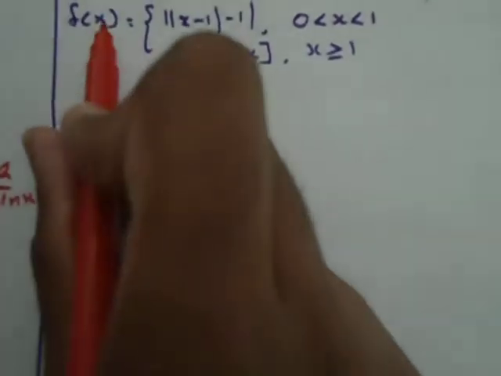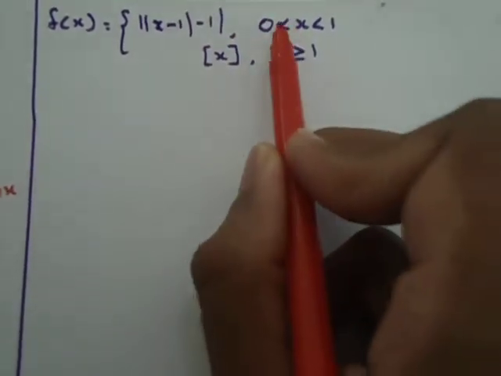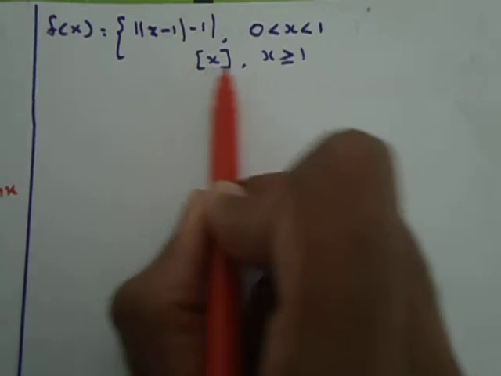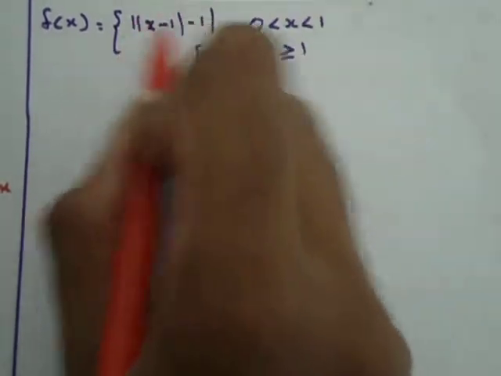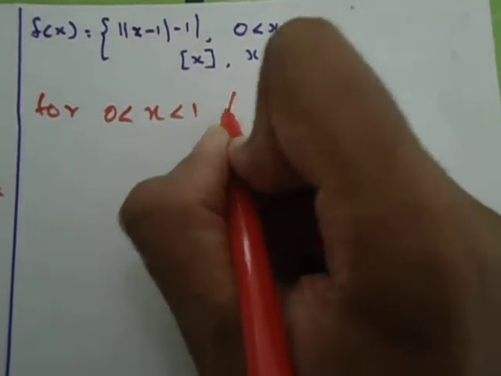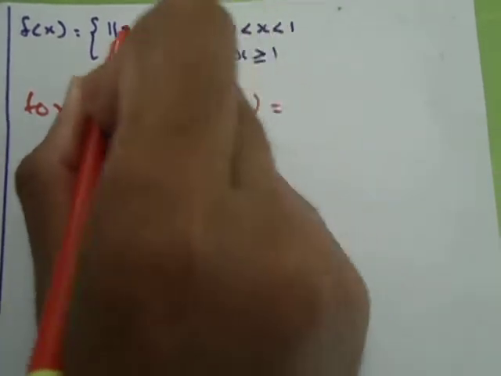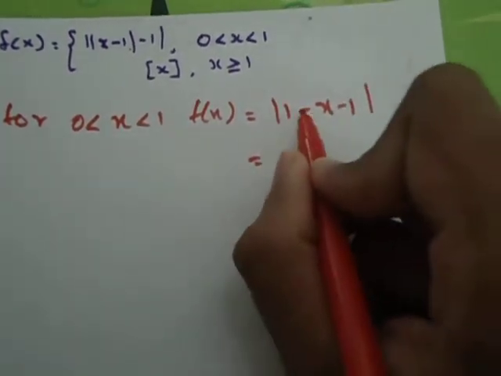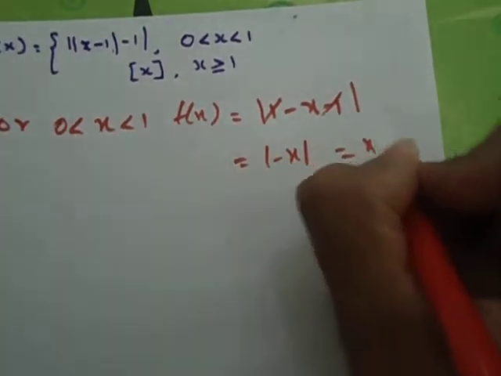Here we have f of x is equal to modulus of x minus 1 minus 1 when 0 is less than x is less than 1, and it's a greatest integer function when x is greater than equal to 1. So first let's simplify this. For 0 less than x less than 1, whenever x is less than 1, x minus 1 absolute value is 1 minus x, so it becomes modulus of 1 minus x minus 1. This gets cancelled, so modulus of minus x is x.